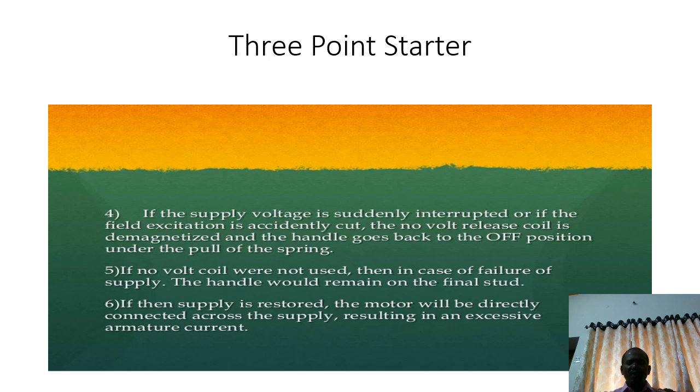If the no volt coil were not used, then in case of supply failure, the handle would remain on the final stud. If the supply is then restored, the motor will be directly connected across the supply, resulting in an excessive armature current. What causes the excessive armature current?